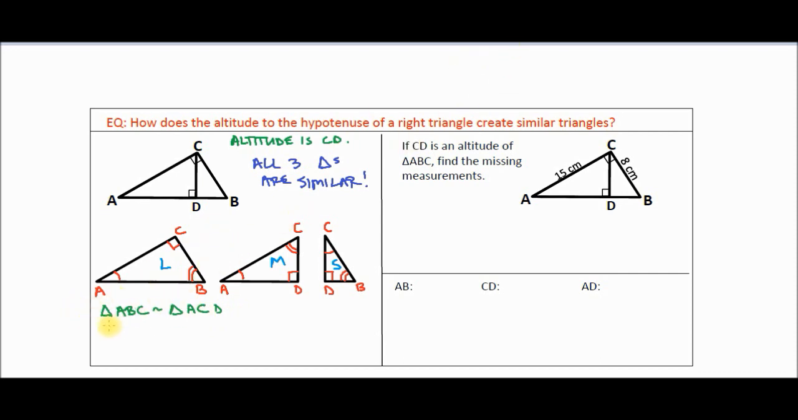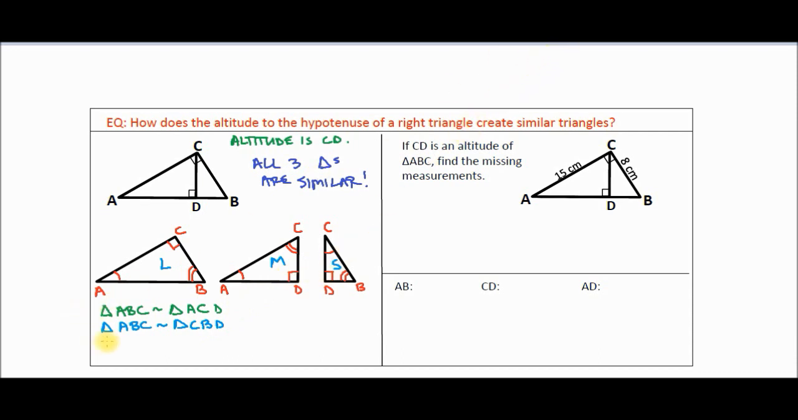Let's try the next one. Let's look at the large triangle and the small triangle. So we're going to label the large triangle ABC again. Let's see what that matches up with. A matches up with C, B matches up with B, and C, the right angle, matches up with D, the right angle. There's our similarity statement for our large and our small.